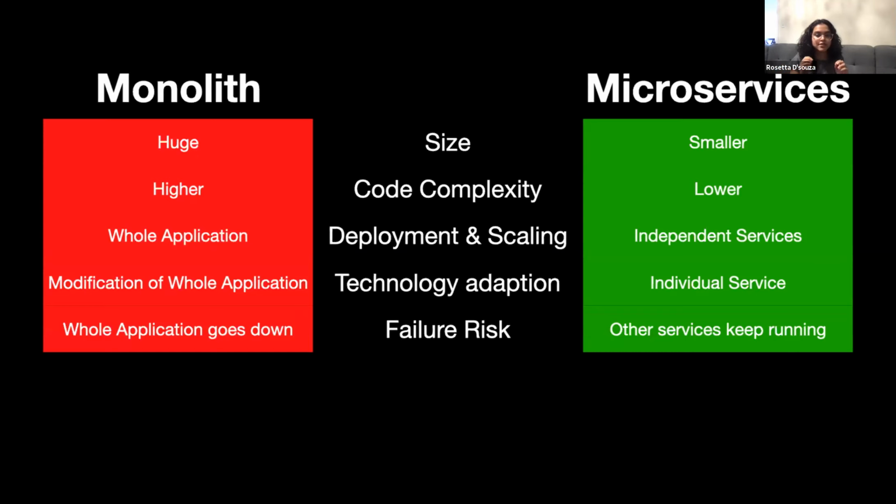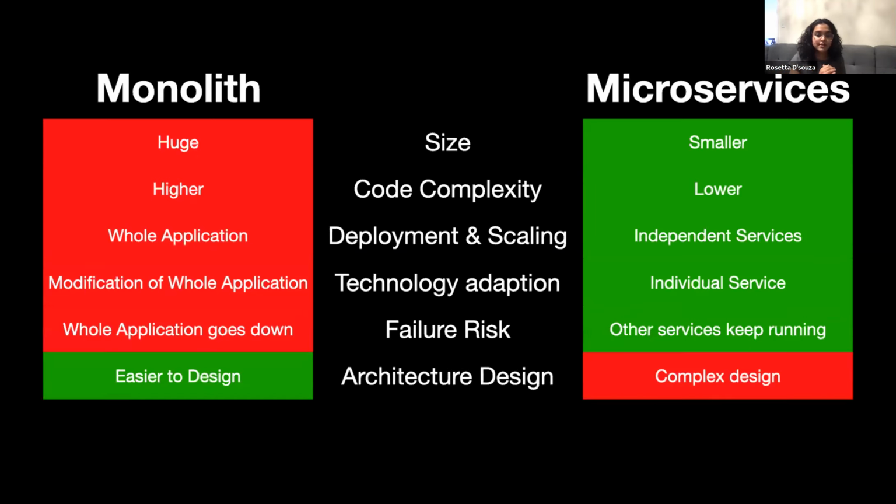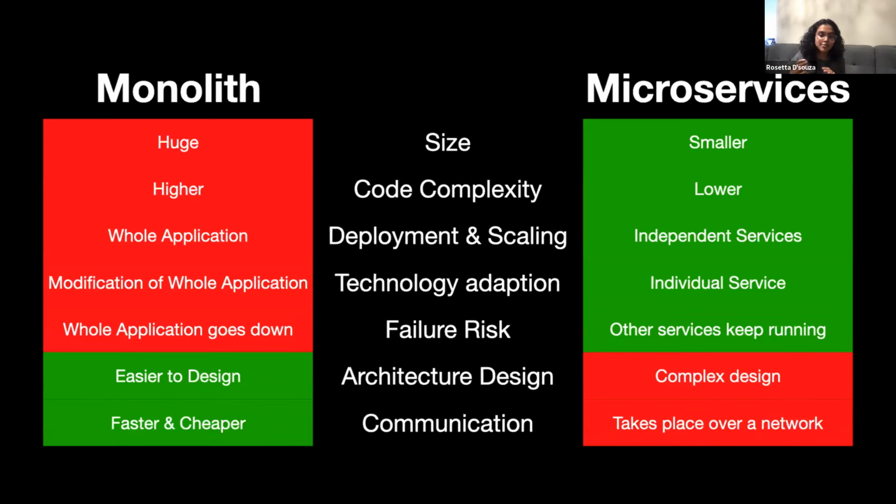Microservices aren't the best for every situation, though. For example, monoliths are relatively easy to architect, but designing microservices requires skill and experience, so we don't introduce new problems. Communication inside a monolith is faster and cheaper as well, because communication between microservices takes place over a network.